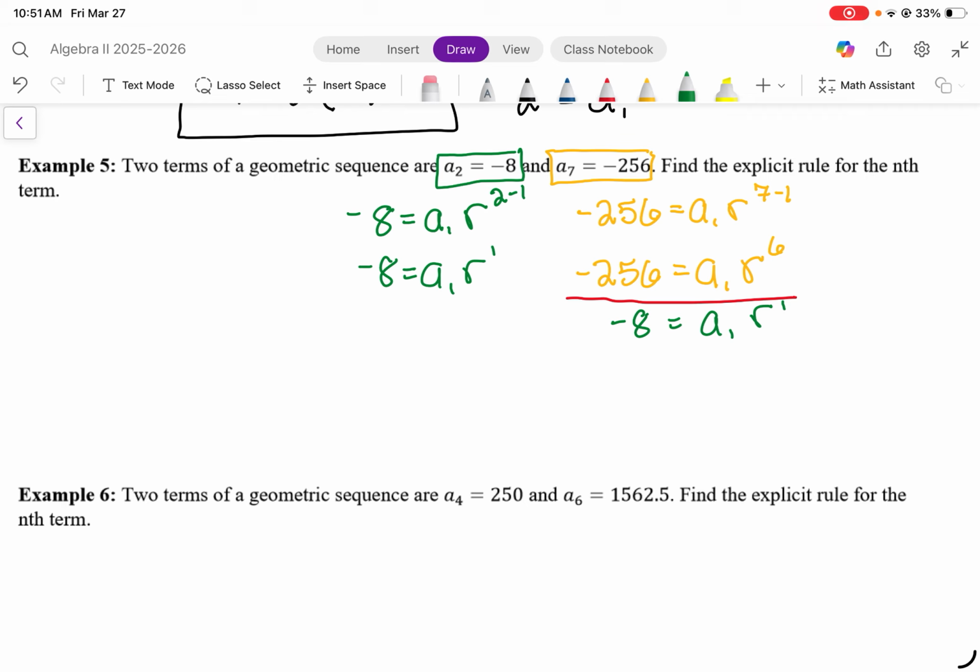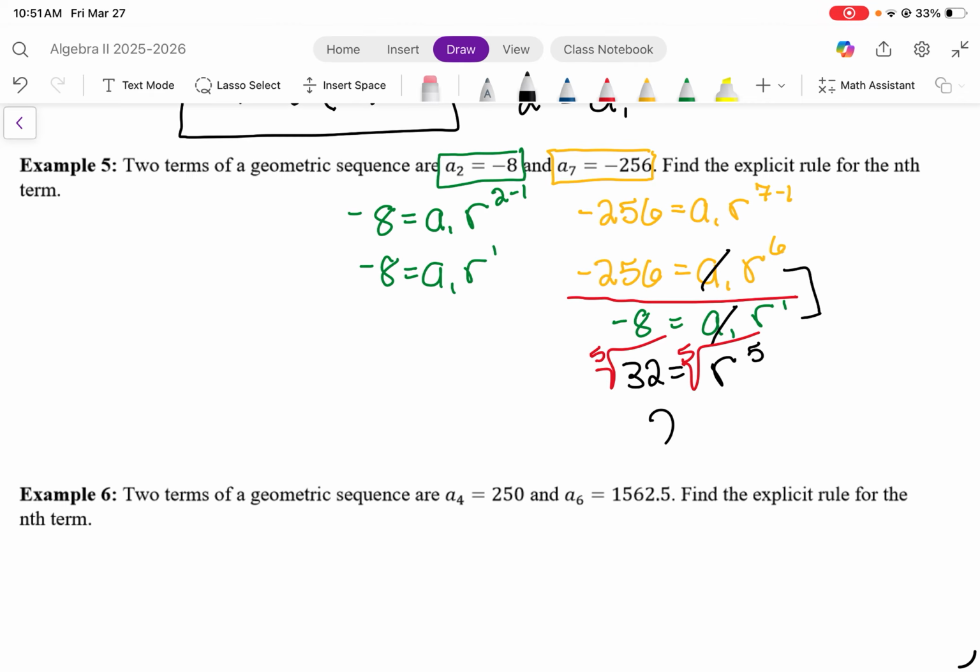That way, when we divide, these a sub 1s are going to cancel each other out. And then also I can simplify my r values by subtracting the exponents. So this would become r to the power of 5. And negative 256 divided by negative 8 would equal 32. Then my next step to figure out what just r is is taking the fifth root. That will tell me I have 2 equals r.